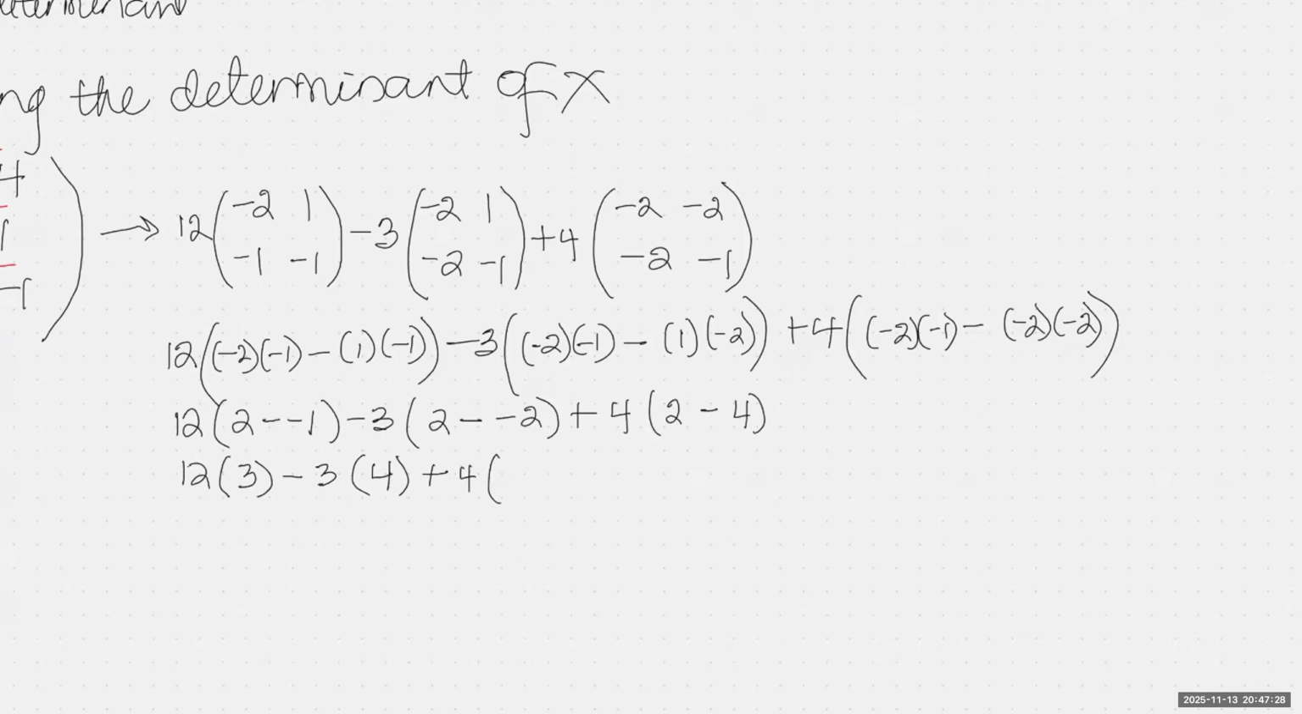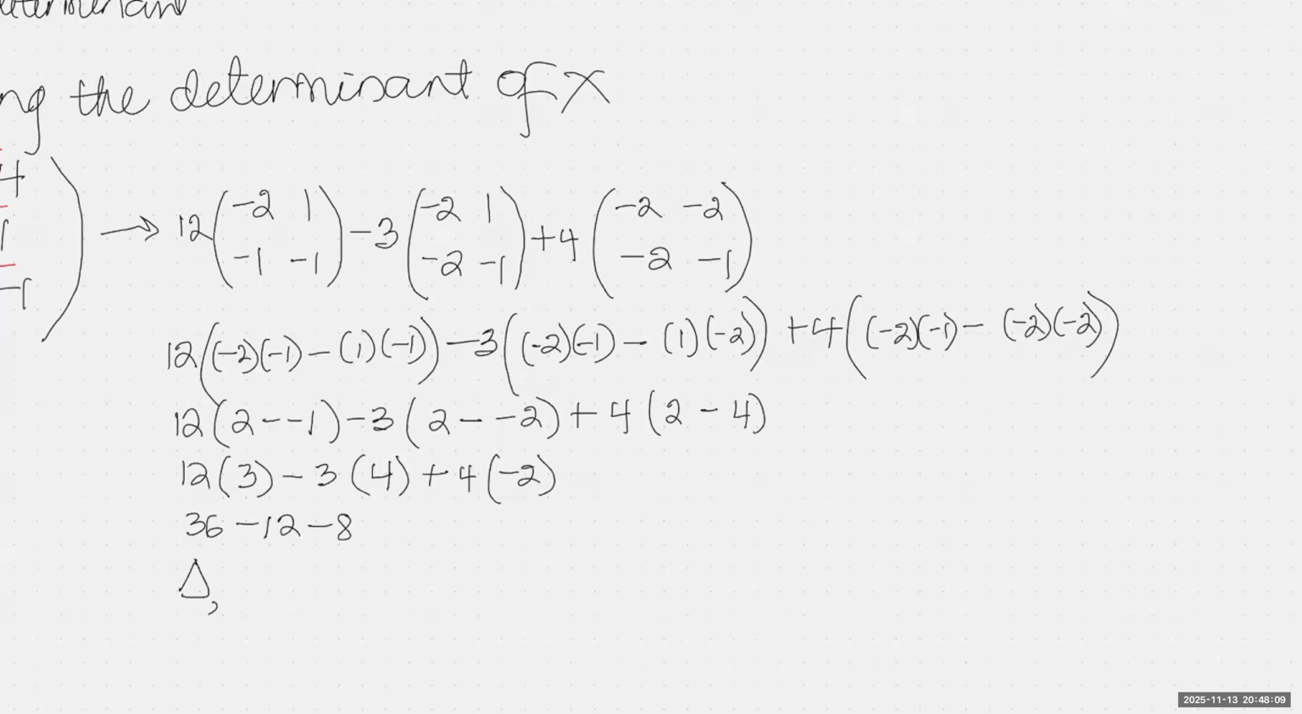What is 12 times 3? 36. And what is -3 times 4? -12. And what is 4 times -2? -8. What is 36 minus 12? 24. And what is 24 minus 8? 16. So delta, which is a determinant, and watch me now, of x is going to be equal to 16.